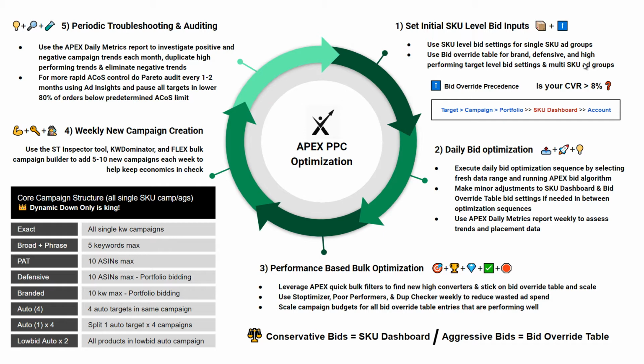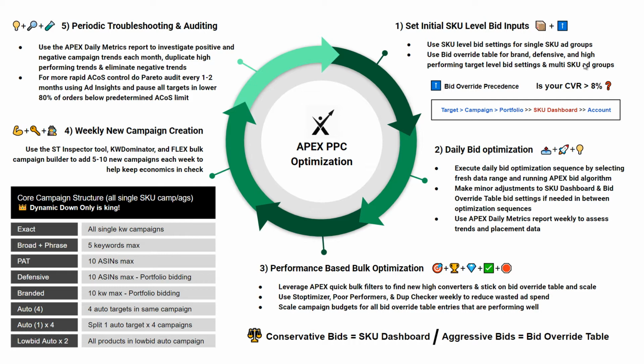So phase 4, you definitely don't want to forget about this one. Start using Apex. As you do the daily bid optimizations, you're going to start seeing your ACoS improve, and you're going to get a better feel for things. But if you do forget phase 4, you're not going to really grow at the rate you could.